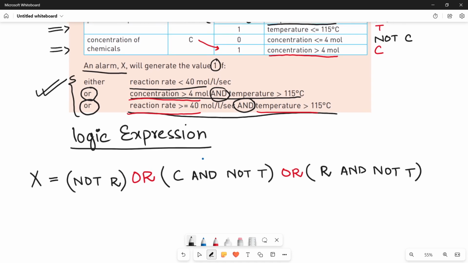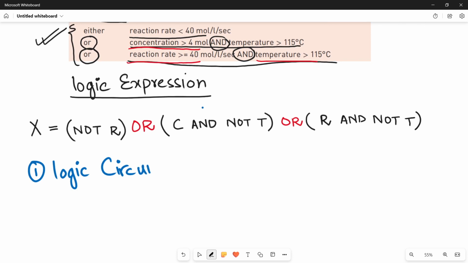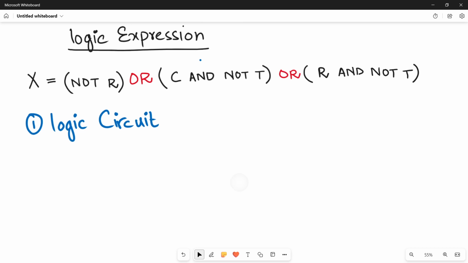This is how you are going to write down the logic expression for the given example. Now I am going to move towards the first part of the question. The question says that you have to produce a logic circuit. So let me produce the logic circuit first and then we will go towards the truth table. Okay, so it's very easy. In order to produce a logic circuit, you have to consider the input brackets first. 1, 2, 3.